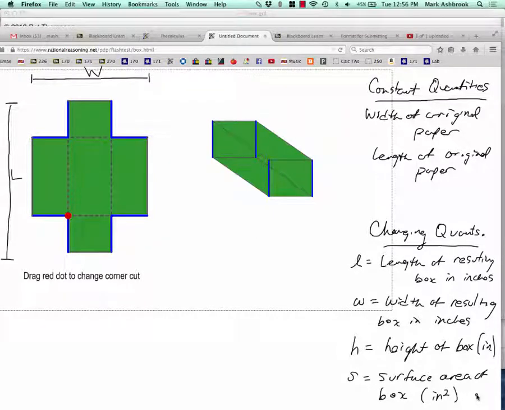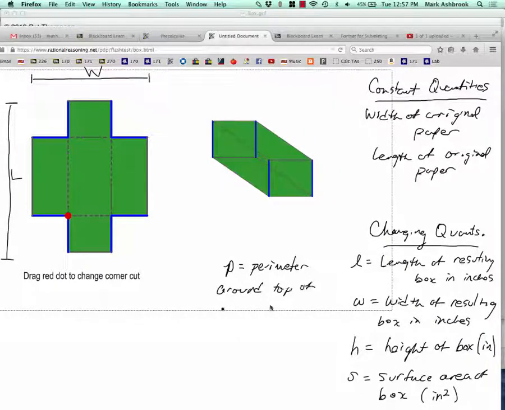Anyone dying to share one more changing quantity? Yes, sir. Maybe P equals perimeter of box in inches. Okay. So we want to be specific. What exactly do you mean by perimeter? Perimeter of the resulting box. Okay, so the reason that's a little bit problematic is because it's a 3-dimensional thing. Perimeter is the distance around the outside of a 2-dimensional shape. So as long as you specify, say the perimeter around the top of the box, that's good.